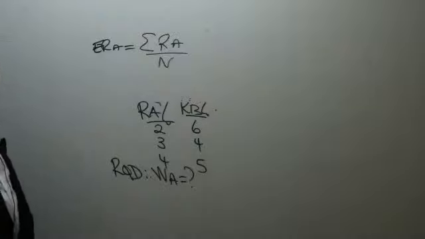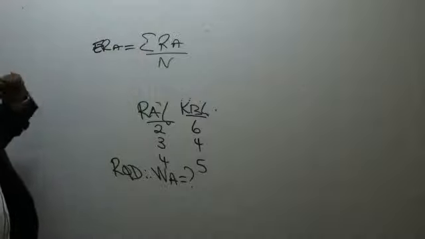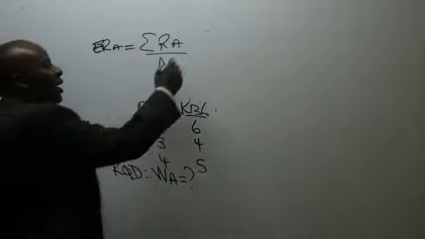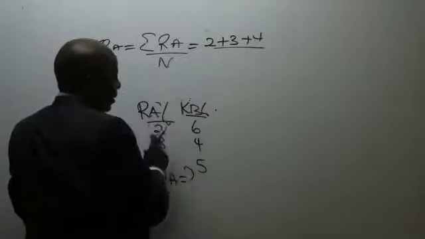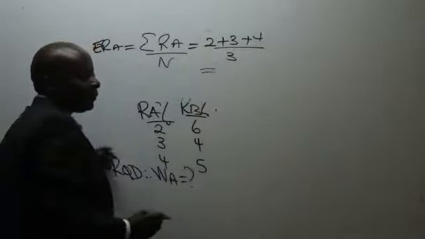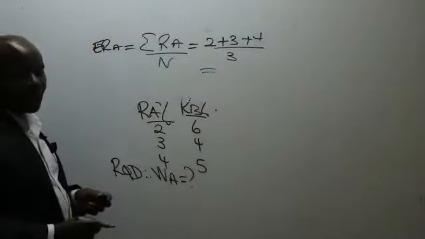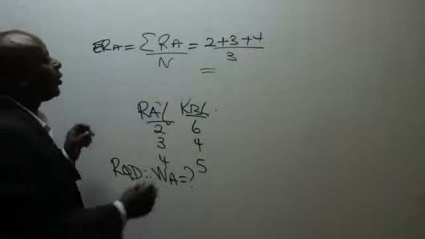You take the summation, this is not E, this is the summation of returns of A. So you add the 3: 2 plus 3 plus 4, divided by the number of observations. There are 3. Could you kindly give me the answer? 3. Thank you very much.